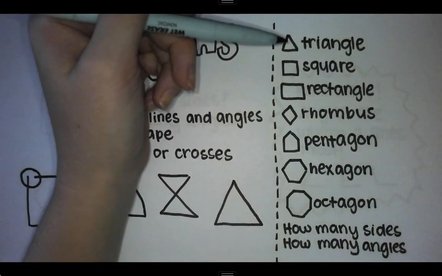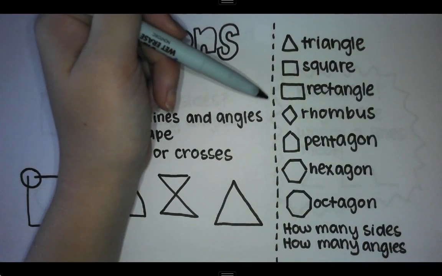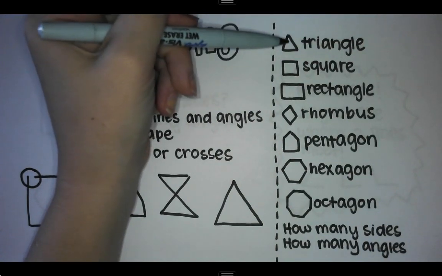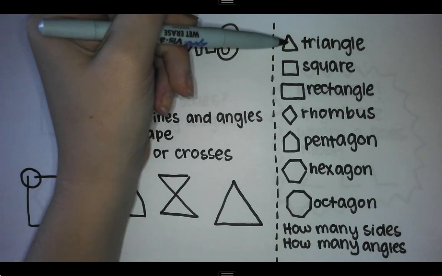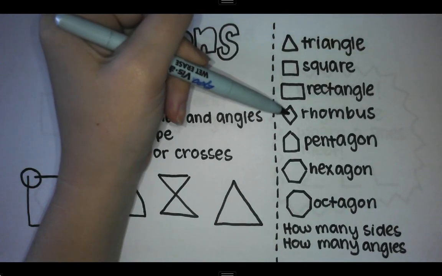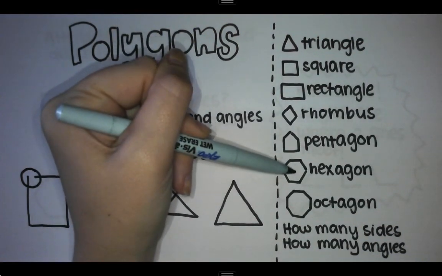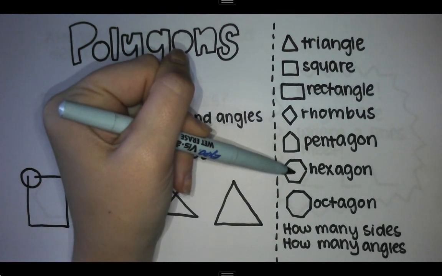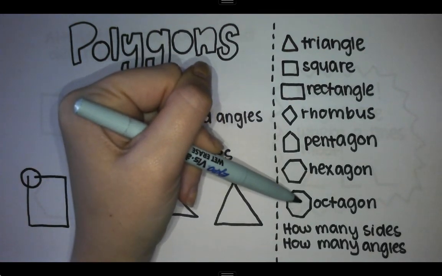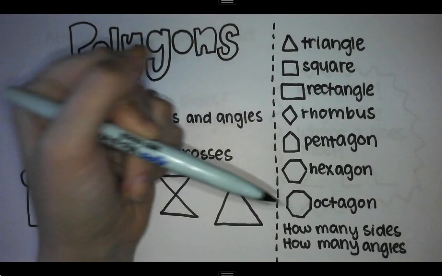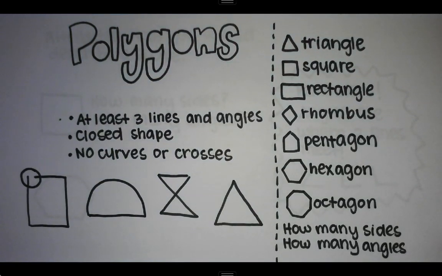Now over on the side over here, I made a list for you of all the different types of polygons that you're going to see. So we have a triangle, it has 3 sides and 3 angles. A square, rectangle, and rhombus all have 4 sides and 4 angles. A pentagon has 5 sides and 5 angles. A hexagon has 6 sides and 6 angles. And an octagon has 8 sides and 8 angles. Now, what I want you to think about is how many sides and how many angles. Those are the questions I want you asking yourself today.